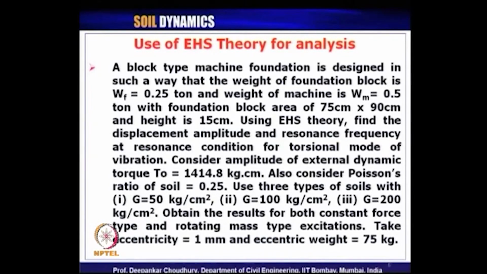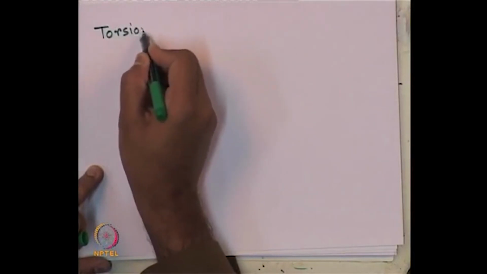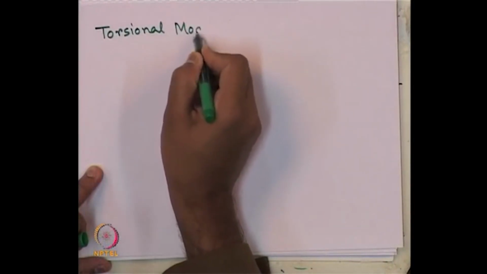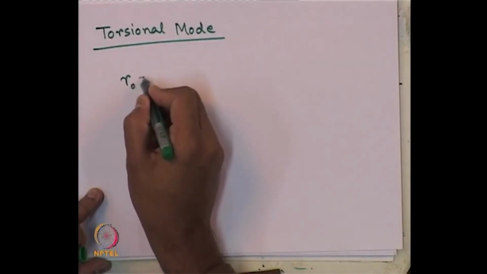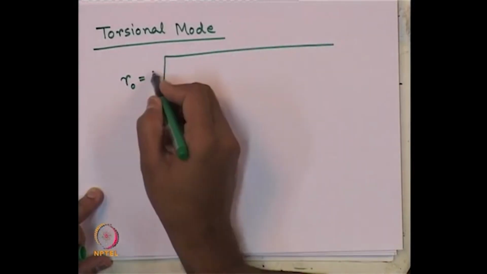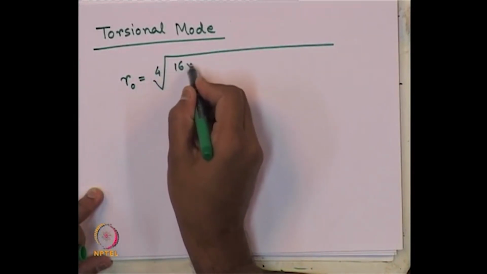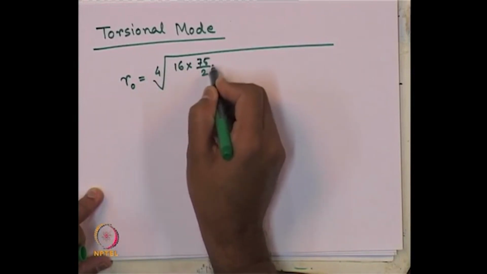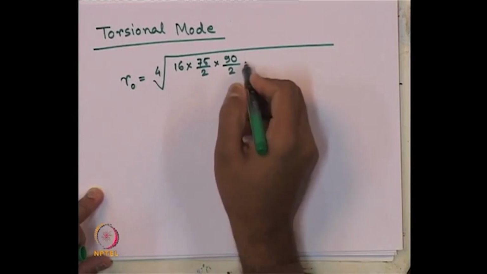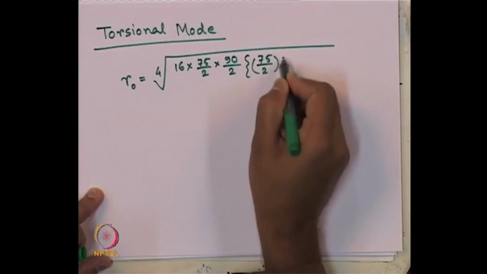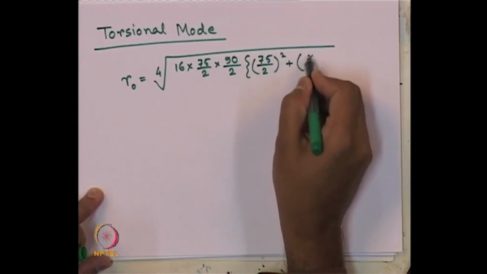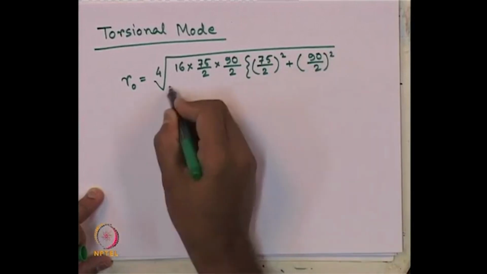So, the same problem, now let us start solving for torsional mode, torsional or yawing mode. Torsional mode of vibration. R naught we had already computed earlier for torsional mode, using the known relation to convert the rectangular dimensions to equivalent circular radius.